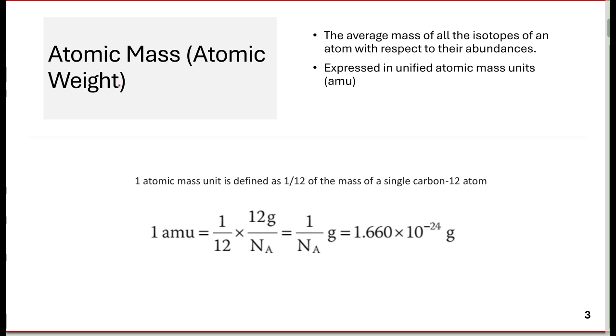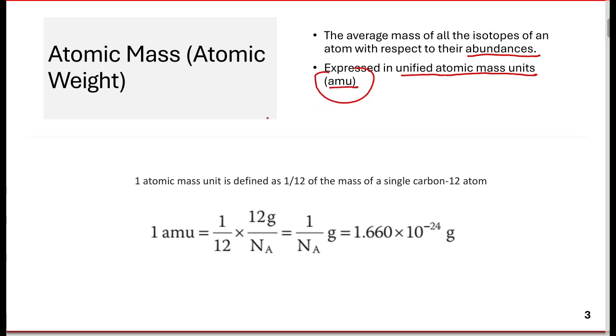So let's go. We'll start by looking at atomic mass, which can also be called atomic weight. And atomic mass is just the average mass of all the isotopes of an atom with respect to their abundances. Abundances means how much of that isotope exists compared to other isotopes. And atomic mass is expressed in what we call unified atomic mass unit, or AMU.